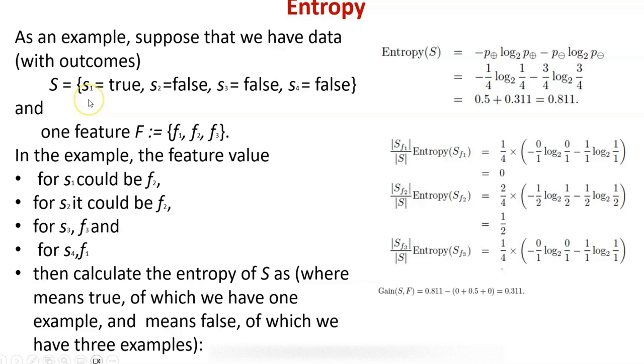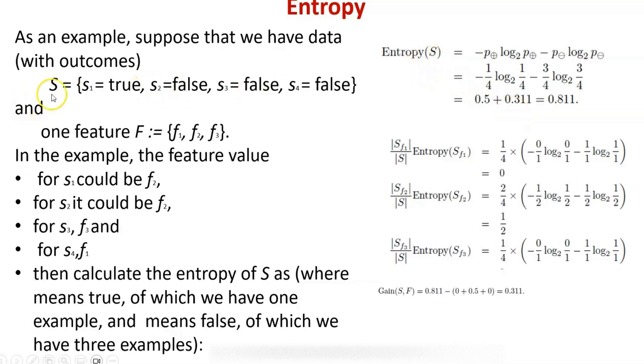Let us take this data set S, which has 4 samples, right? S1 has the label true, S2 has the label false, S3 has false, and S4 also has the label false. This true or false tells us the outcome label, right? And you may have a set of independent features. One of those features is F, which has 3 distinct values, F1, F2, F3, right? Now we are going to find the feature value for each of these samples. For S1, its feature value is F2, for S2 it is F2, for S3 it is F3, and for S4 it is F1.